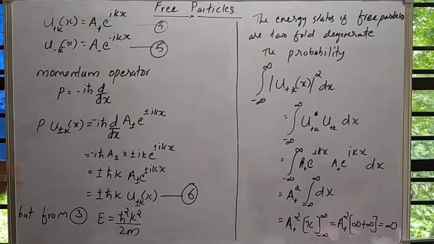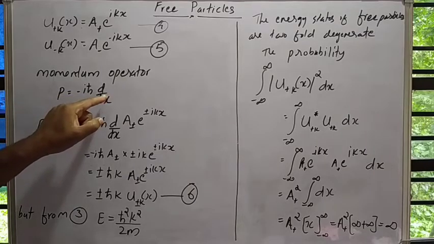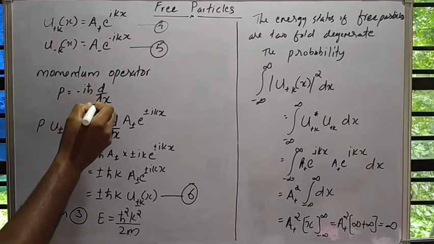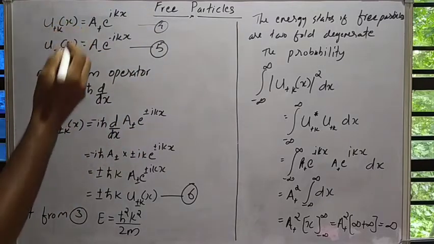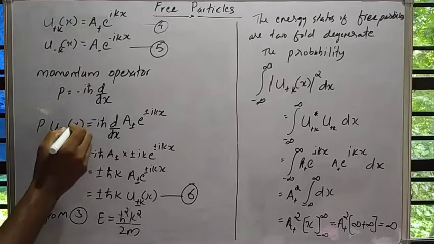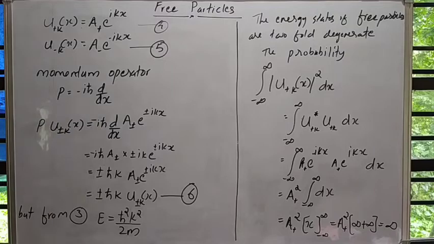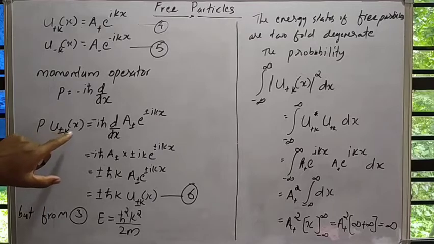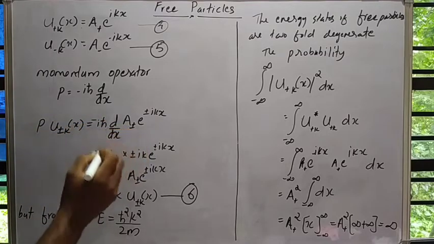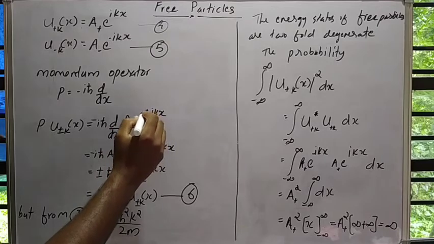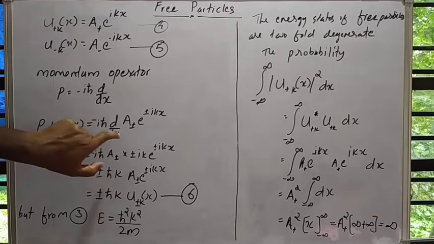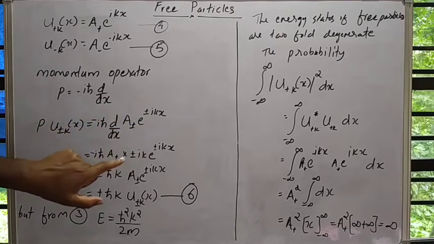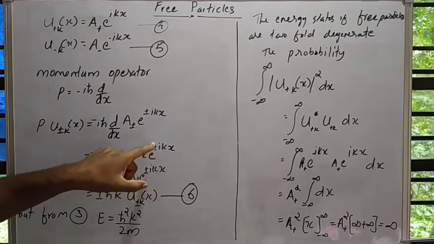Okay, and we know the momentum operator. The form of the momentum operator is p equal to minus i h cross d by dx, and I'm operating with this momentum operator on these eigenfunctions. Together I'm writing these eigenfunctions as u plus or minus k of x. When I'm operating with the momentum operator on this wave function, p u plus or minus k of x, I'll get minus i h cross d by dx of A plus or minus e raised to plus or minus ikx. That means minus i h cross A plus or minus, and differentiating with respect to x, I'll get plus or minus ik into e raised to plus or minus ikx.